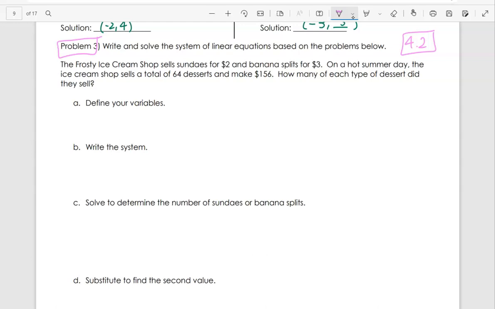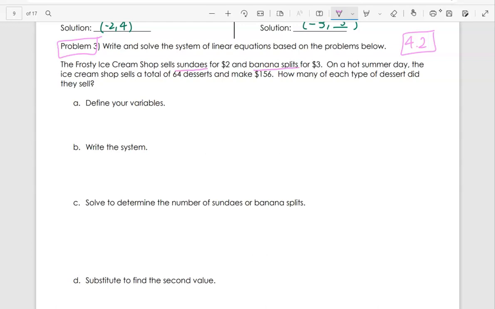Problem 3 is requiring us to set up the system of equations that we need to solve. Okay, so it says write and solve the system of linear equations based on the problems below. So it says the Frosty ice cream shop sells sundaes for $2 and banana splits for $3. As I read this, I want to highlight and underline the things that are going on. Right away I see we're talking about sundaes and then banana splits.